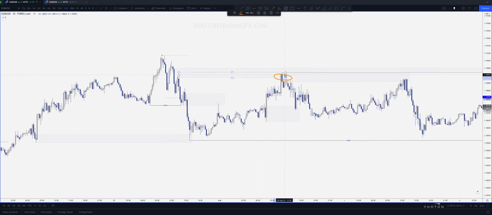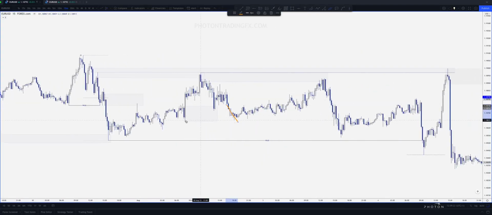Price taps into it. We start to get that change of character again to the downside. Old internal demand zones just facilitate those pullbacks. But it does what? It fails to take out that low. So technically, although we are rejecting supply here, that should be a weak high at this point. Remember, this is the swing high that we are within. This is the swing low, right?